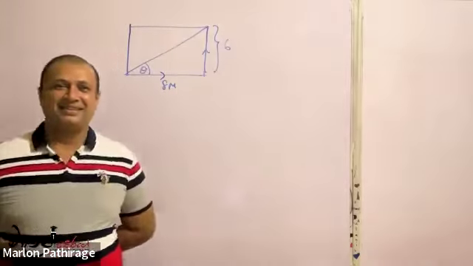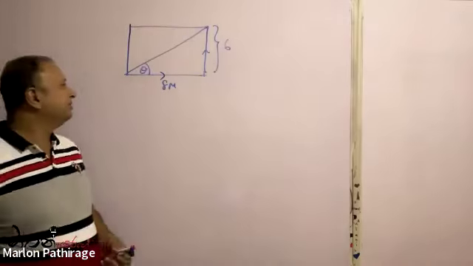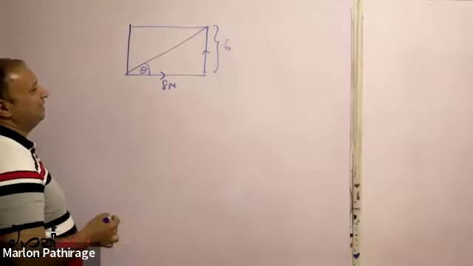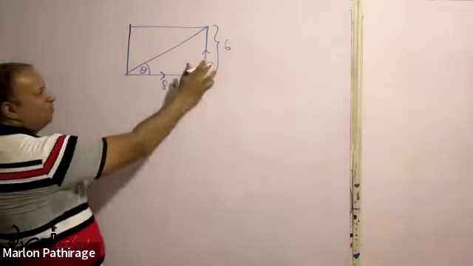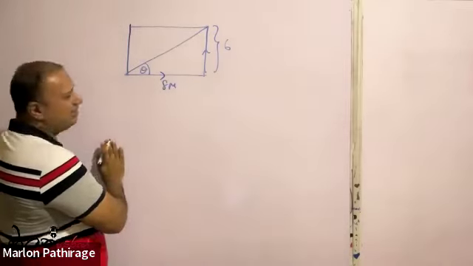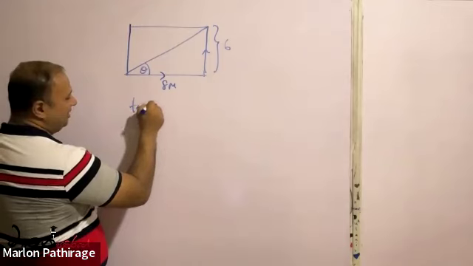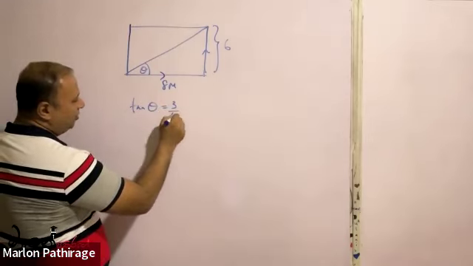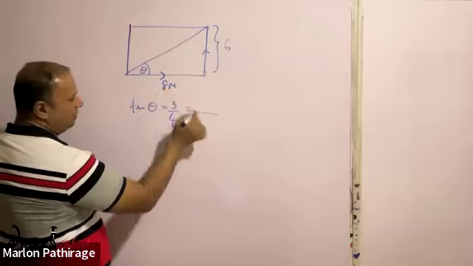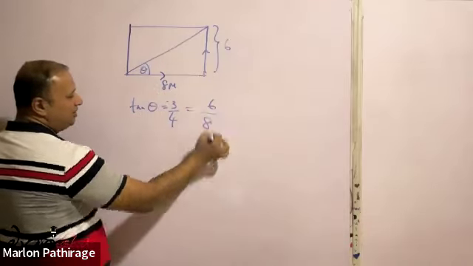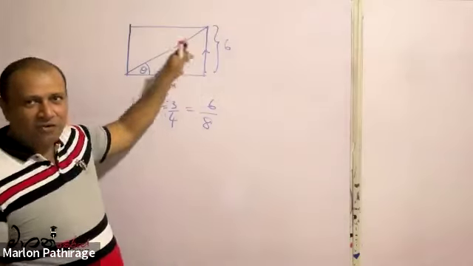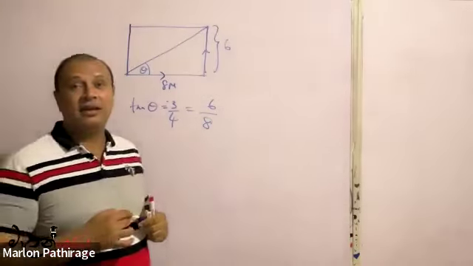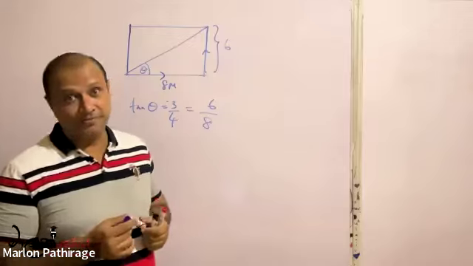Tan inverse 3/4 now. This one should be 6, because tan theta is equal to 3/4. Therefore, I know this one is 8, so this one should be 6. Therefore, this side should be 6. Therefore, the next vector should be 6 Newton.